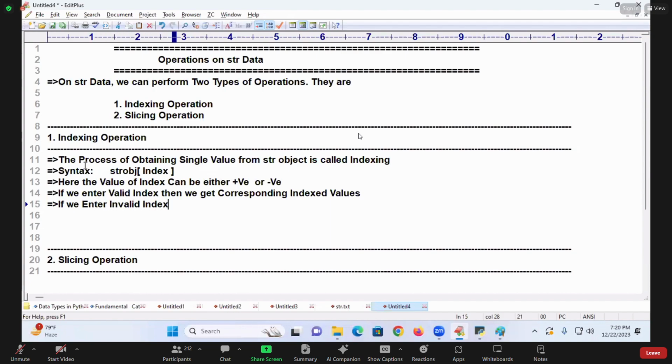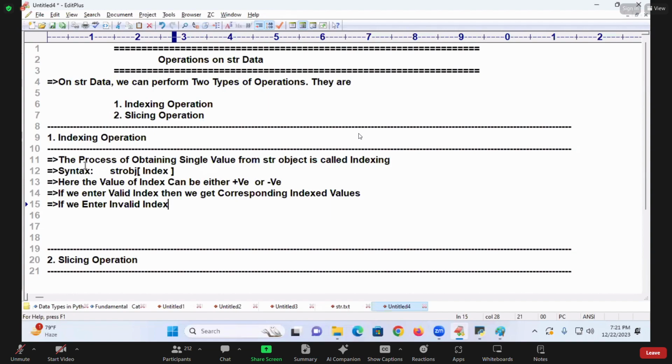Now, if we enter an invalid index, what next? Output is not the only important thing. When something goes in reverse, what will happen, you also need to know. Yesterday, A is equal to 2 plus 3j. A dot real will give you what? 2.0. A dot imag gives you what? 3.0. A dot imaginary gives you what? Attribute error.